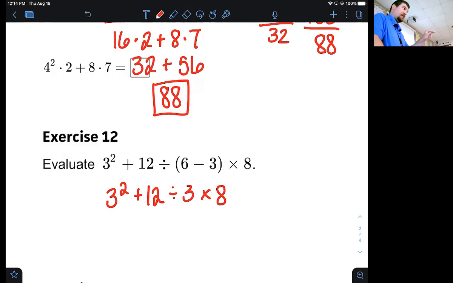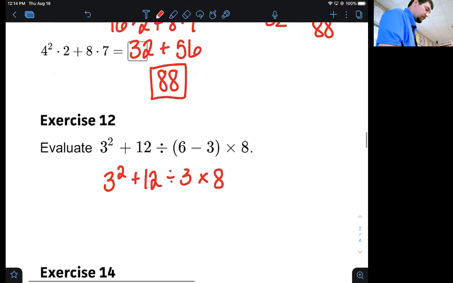Now, 3 squared does not mean 3 times 2. We know that means 3 times itself. What is 3 times itself? 9. That's right. So now we have 9 plus 12 divided by 3 times 8.